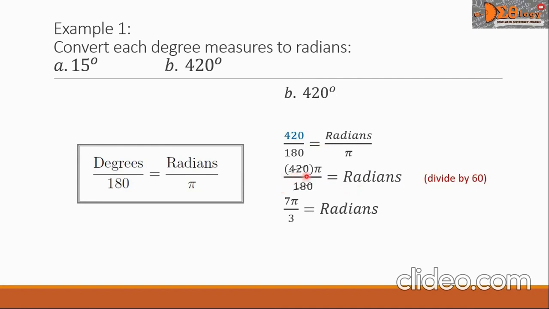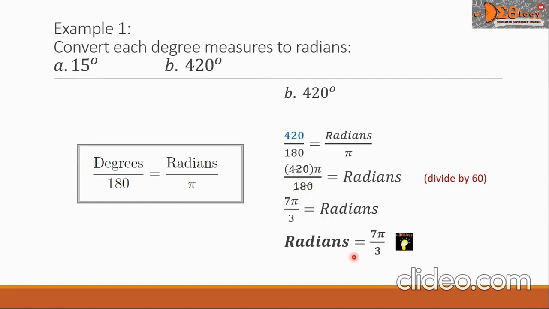So 420 divided by 60 is 7. Then we will copy the pi down here over the 180 divided by 60 is 3 equals the radians. So we have now this value 7 pi over 3. That is our answer. We can just simply interchange the right hand side with the left hand side member.